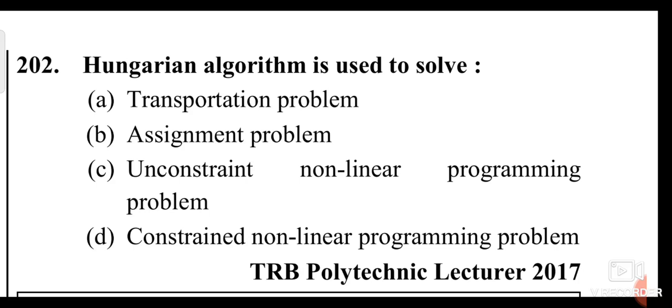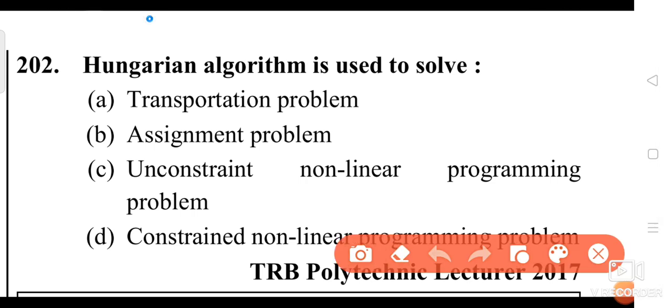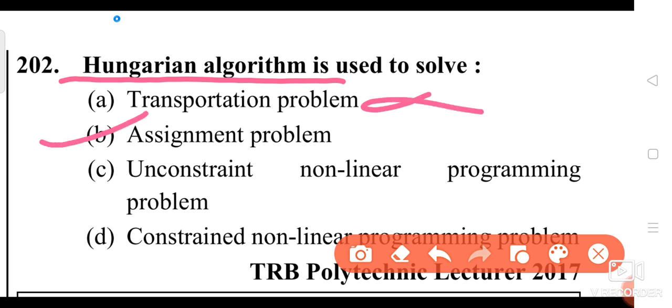Today we discuss some most important questions of industrial engineering previous year question paper. First question: Hungarian algorithm is used to solve which problem? Transportation problem? No. Assignment problem? Yes. Constant nonlinear problem? So all other options are wrong.